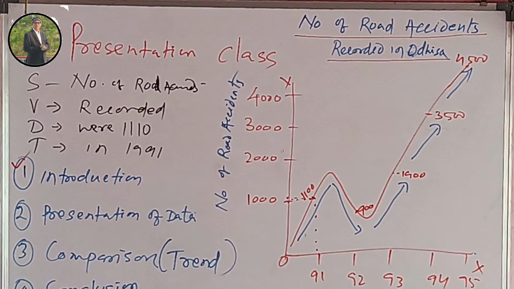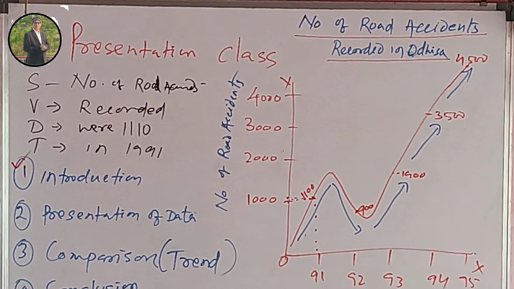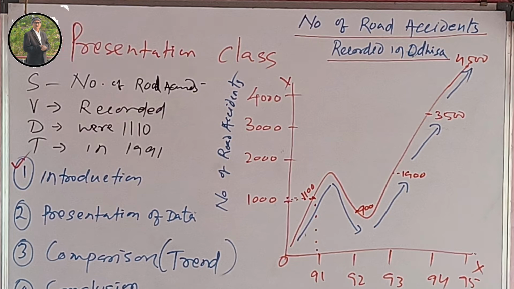Ready? Now, see. First, you will say good morning to all of your friends. Then you will start. In this graph, we study about the number of accidents in Odisha from 1991 to 1995. Then, in the second phase, you will say that it is clear from the graph.